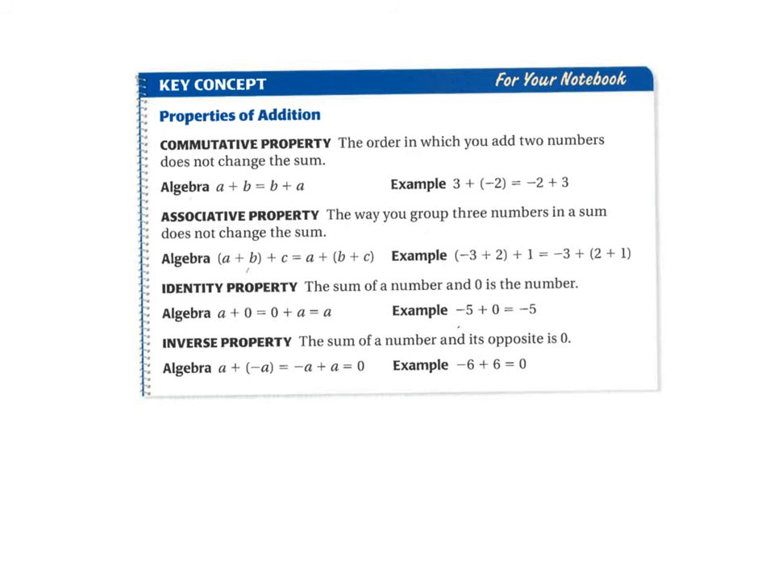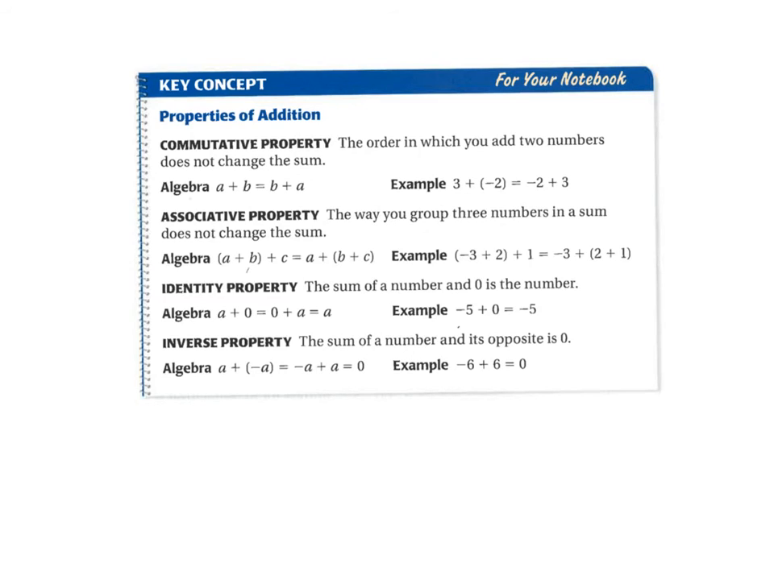The last thing that we're going to cover today are some properties of addition. You might have learned about these before, but we're just going to do a quick review. The commutative property of addition says that the order in which we add numbers does not change the sum. We can do a plus b and get the same answer as if we did b plus a. And you can see the example on the right there. 3 plus negative 2 is 1. Negative 2 plus 3 is also 1.